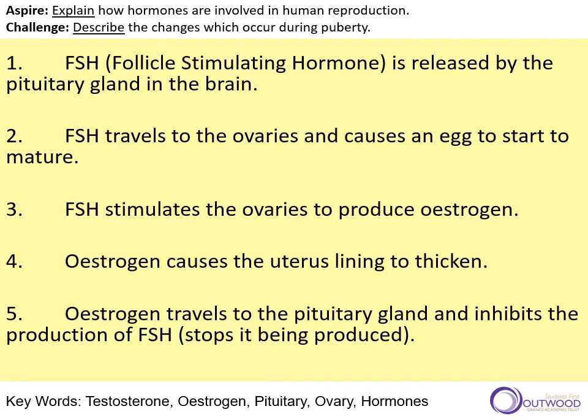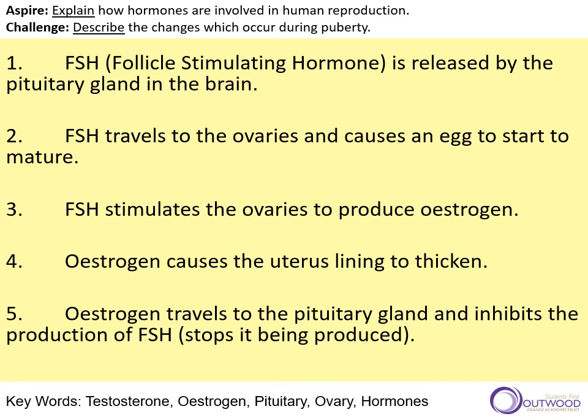So number 4, estrogen causes the uterus lining to thicken. So the lining along the uterus thickens. And the second thing estrogen does is it travels back to the pituitary gland and inhibits, therefore slows down and stops, the production of FSH. Now I'll go into why that is later. But for the moment, estrogen travels to the pituitary gland to inhibit, i.e. stop, the production of FSH.